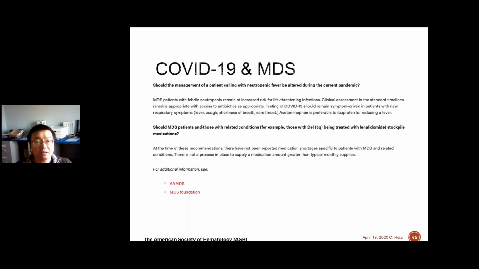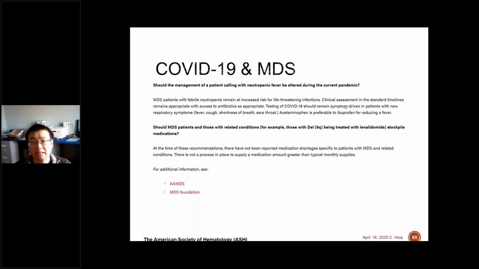Finally, this is the last slide on COVID-19 and MDS, I believe. Should the management of a patient calling with neutropenic fever be altered during the current pandemic? Remember we said, if you have neutrophils that are low, you're neutropenic, and if you have a fever, you have febrile neutropenia. That is a very important issue that needs to be addressed, and you need to have an assessment done.